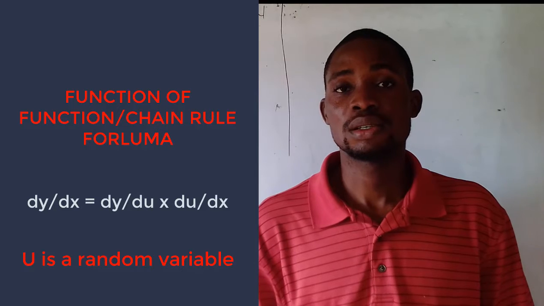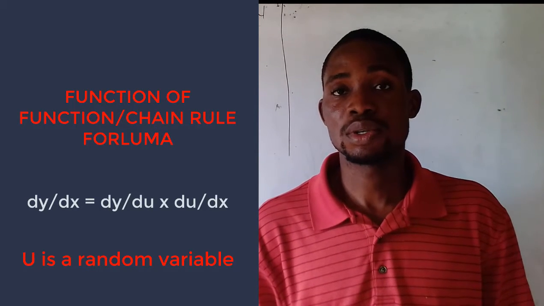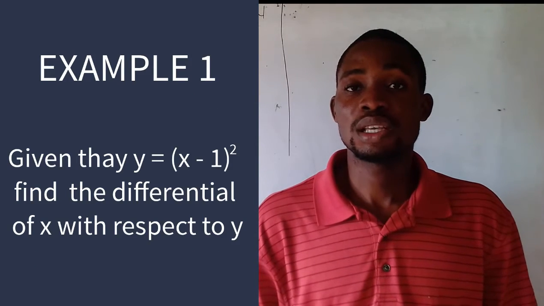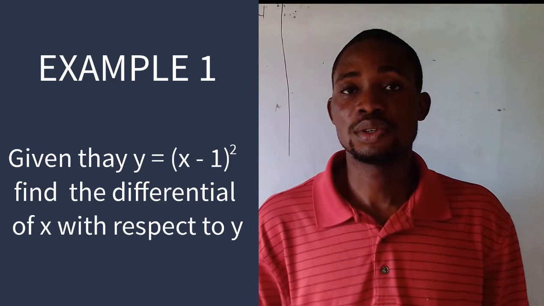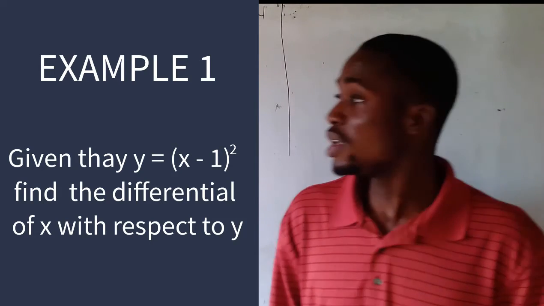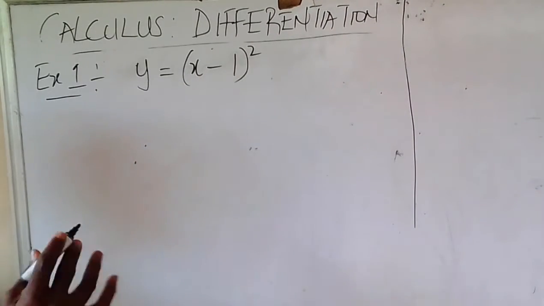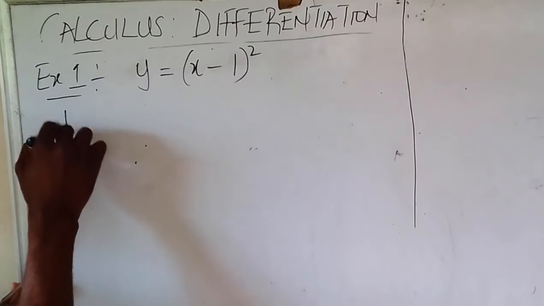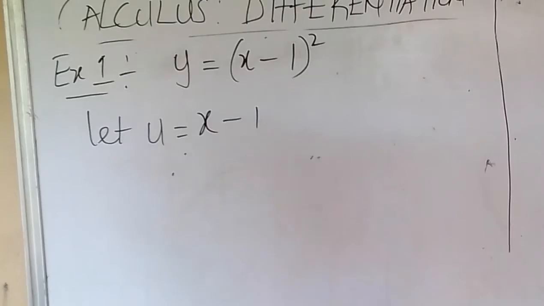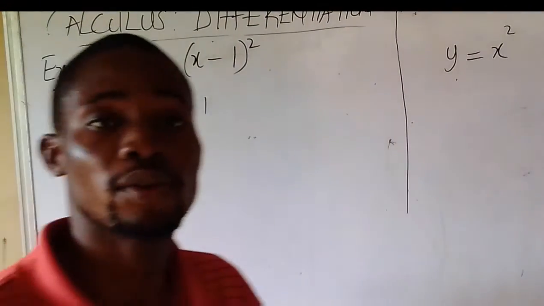In this series, we're going to be using dy/dx equals dy/du times du/dx to solve. Now, example 1. Given that y is equal to x minus 1 whole squared, find the differential of y with respect to x. How I want to solve this is by saying: let u be equal to x minus 1.